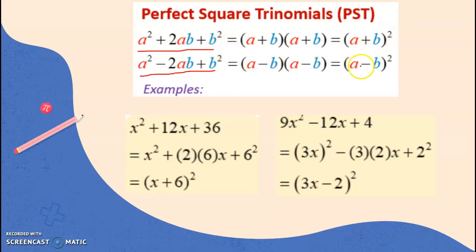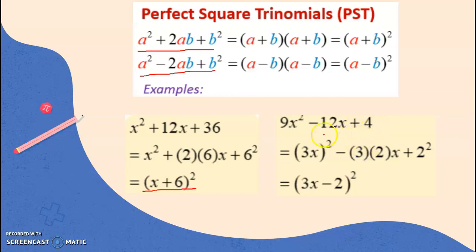Yeah. Same applies with the second one. Alright? So these are the examples. Yung kanina, x squared plus 12x plus 36. Yung side niya, if you notice, (x plus 6) squared, kasi nga square na to. Diba? Second is 9x squared minus 12x plus 4.